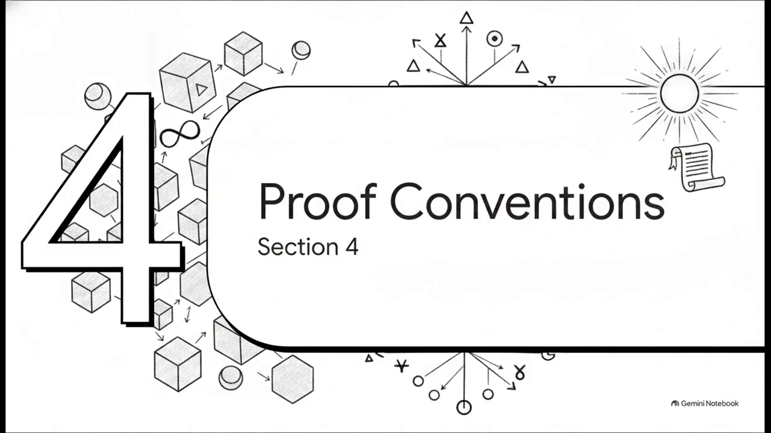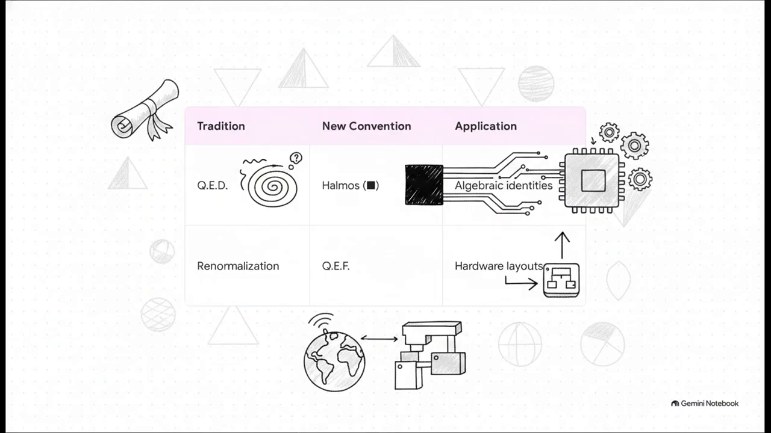Section 4. Proof Closing Conventions. So the crucial point here is that because this approach is just so fundamentally different from standard abstraction, it actually requires a completely new vocabulary to finalize its mathematical proofs. Traditionally, mathematicians use QED to say which was to be demonstrated, or they rely on those renormalization subtraction tricks we mentioned earlier. But under Smith's framework, proofs terminate on explicit geometric and hardware bounds.